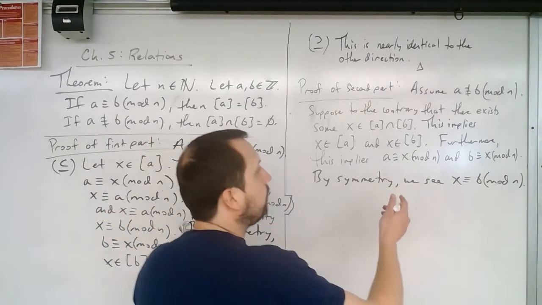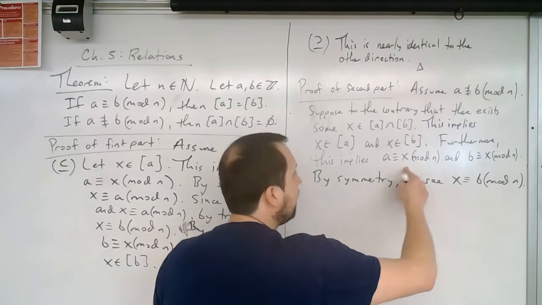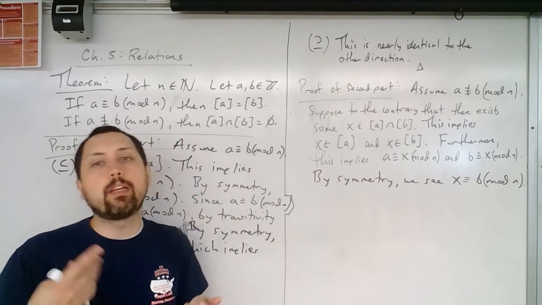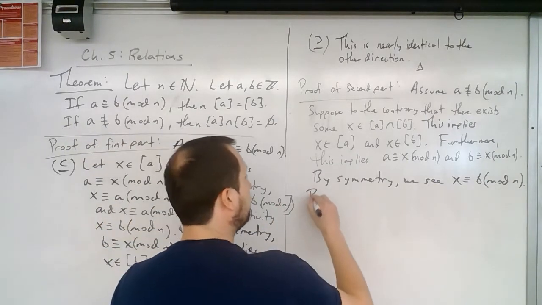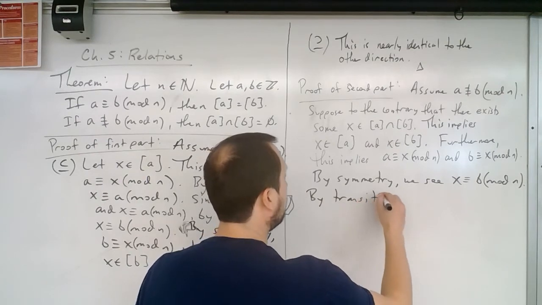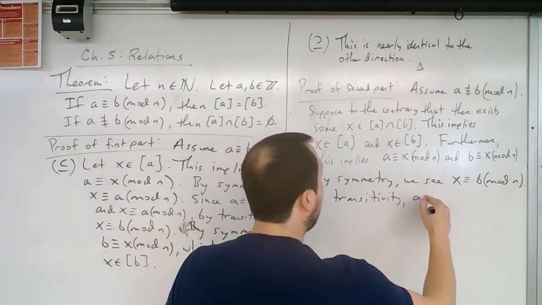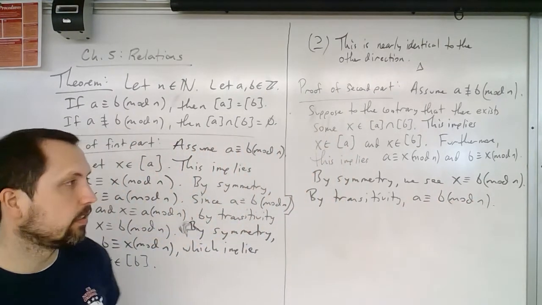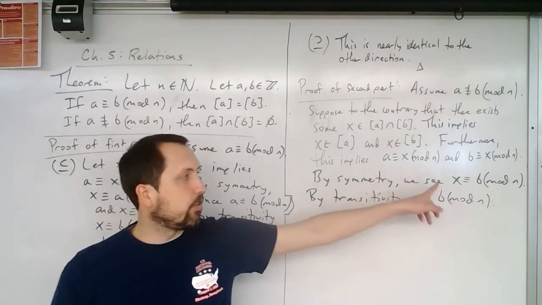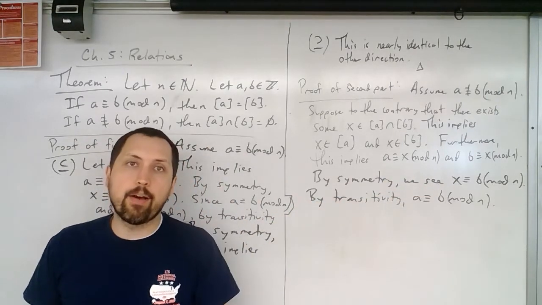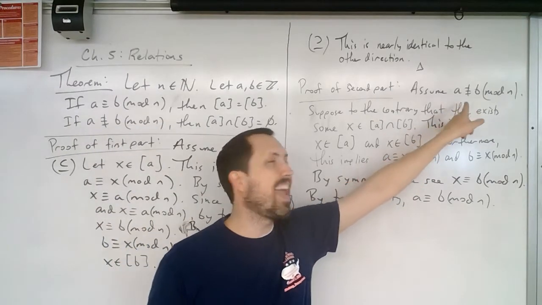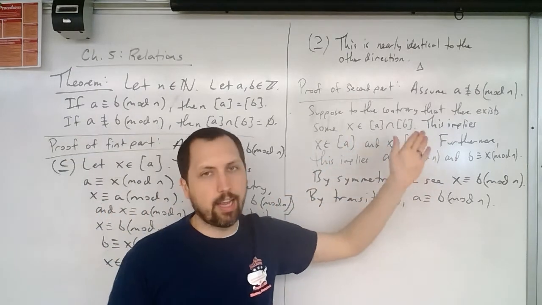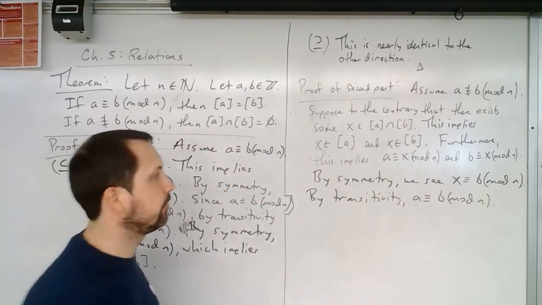So now that we have that A is equivalent to X and X is equivalent to B, we can now state that A is equivalent to B. Why is that? Well, because of transitivity. So by transitivity, A is equivalent to B mod n. So we have these two implies this one. Well, obviously, we now have the contradiction, right? Because we assumed that A is not equivalent to B mod n. Now we've just shown that A is equivalent to B mod n. Those two cannot simultaneously be true. So therefore, we have a contradiction.